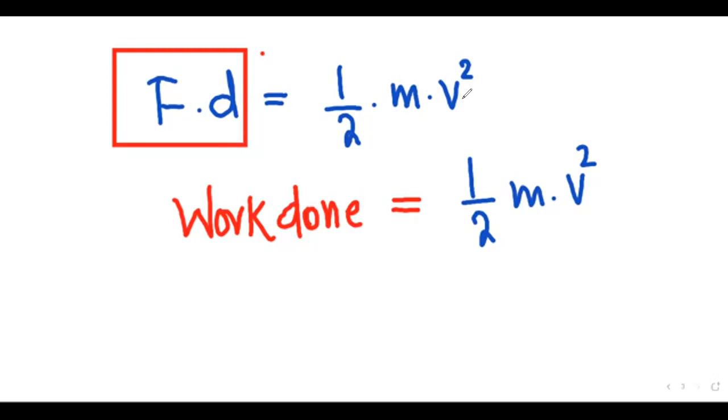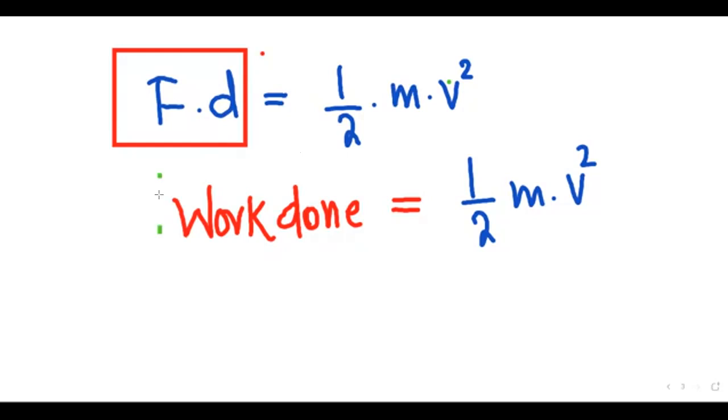Now this work done is actually causing an object to move from one point to another point, and the energy responsible for the motion of an object is called kinetic energy. So kinetic energy is due to the motion of an object. So we can write that this work would appear in terms of kinetic energy.